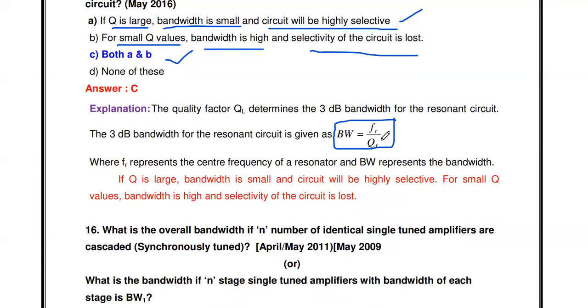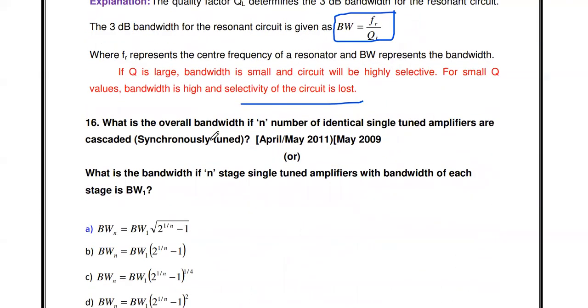Then for small value of Q, the bandwidth is very high. Bandwidth is high means the selectivity of the circuit is low. Okay, this is the relation. Then the next question, what is the overall bandwidth?